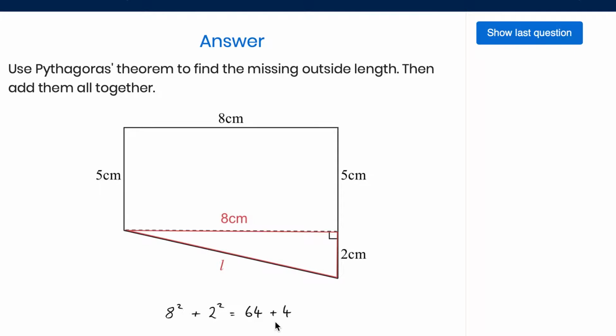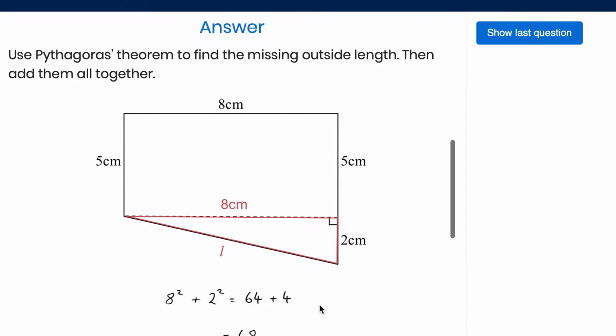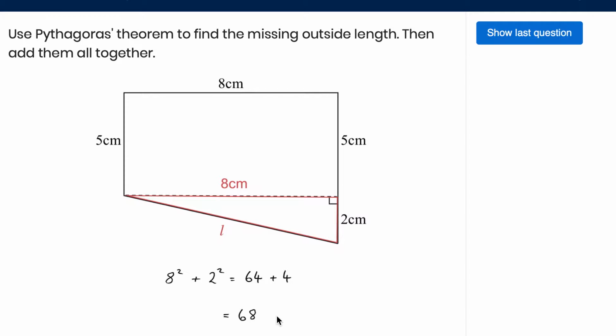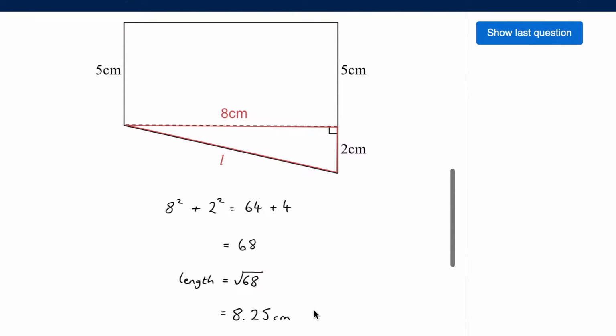That's because 8 squared is equal to 8 times 8, which is 64, and 2 squared is equal to 2 times 2, which is just 4. And so 64 plus 4 is equal to 68, and that is our a squared plus b squared equals c squared. Now square root the 68 to get a length of root 68, or 8.25 centimeters when entered into a calculator. You might need to press the S to D button at the end to get the decimal answer.